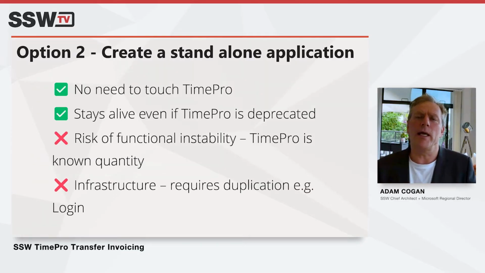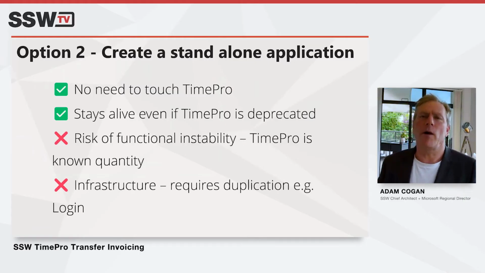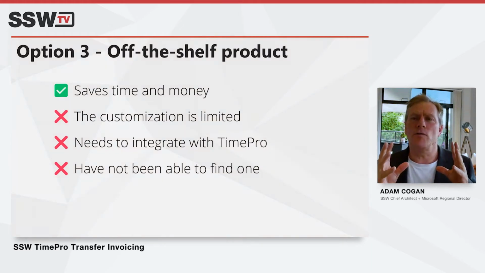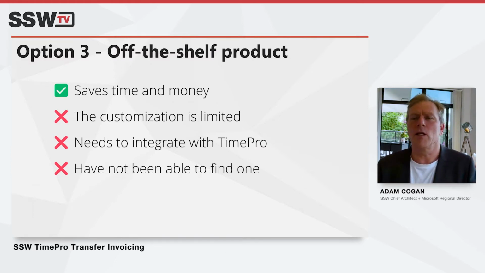Option two is build a separate standalone application. This has merits too. You do have to build some extra stuff like logins and stuff that already exists. But if a company does not use TimePro, that's going to be nicer, because it will hook into whatever their timesheet system is. Now, option three is to find a product that is off the shelf that already does all this. Sadly, we haven't been able to find one. That certainly would be cheaper and quicker to get going.